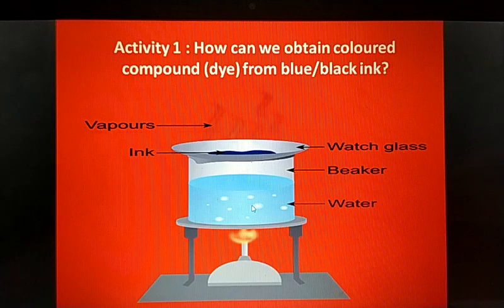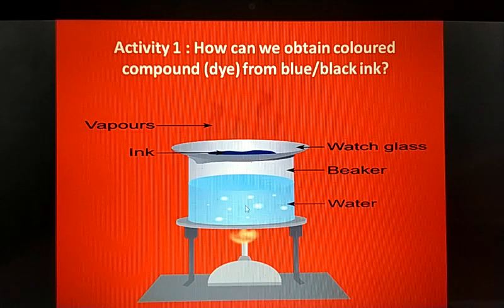When we start heating this beaker, the water in the beaker becomes warm, and it transfers this heat to the watch glass which is containing ink. Now on getting this heat, water being a volatile substance will start evaporating, and slowly and gradually we see that the water which is present in the ink will escape out by the process of evaporation, and we are left with just a solid dye at the base. That is, when we see this watch glass, we'll see some solid substance which is left, and that is our solid dye.